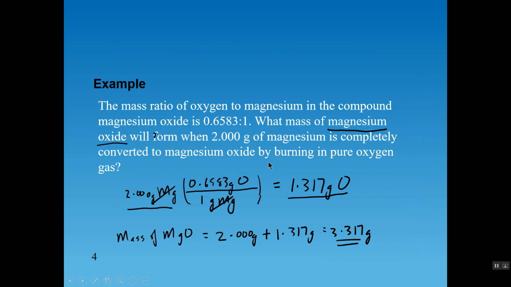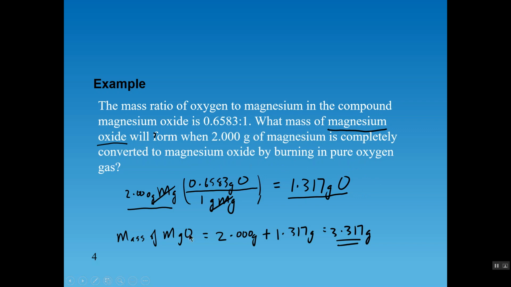Okay, so let's look at this example. This example is talking about the compound magnesium oxide, and it tells you that the mass ratio of oxygen to magnesium in the compound is 0.6583 to 1, right? So basically, for every 1 gram of magnesium, there is 0.6583 grams of oxygen. So the question is asking, what mass of magnesium oxide will form when 2.000 grams of magnesium is completely converted to magnesium oxide by burning in pure oxygen?